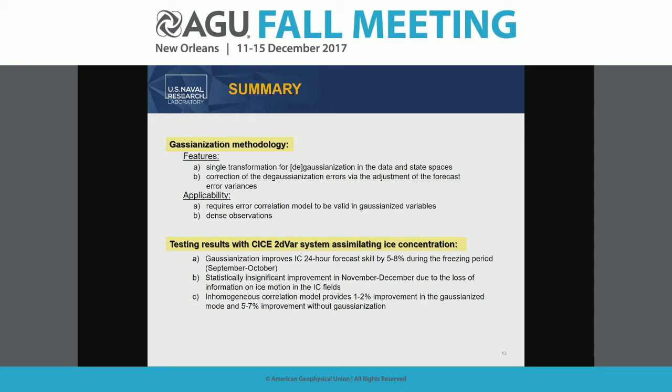Looking at the Gaussianization divided by variance, is this general, or is it only applied to your ice model? No, basically you can apply it to any model which involves non-Gaussian variables like concentration, phytoplankton, or whatever. Ice variables are just a particular case because they are highly non-Gaussian. So you can apply this technique to all the models which involve non-Gaussian variables.